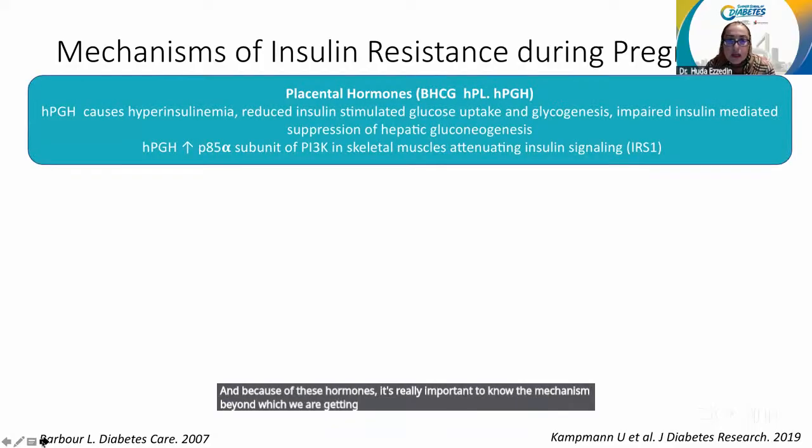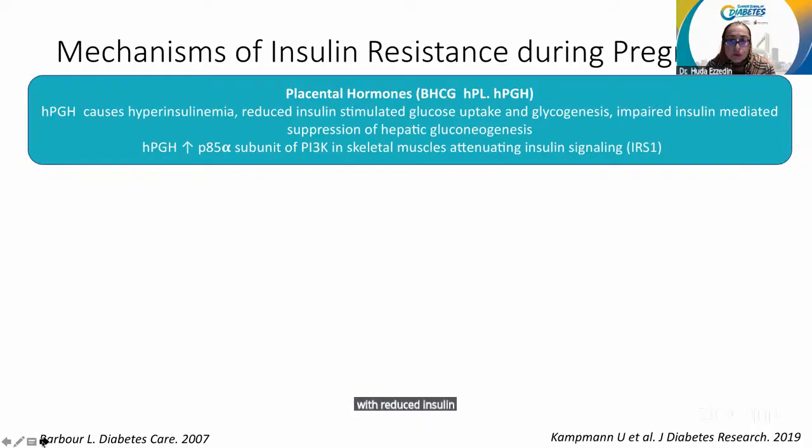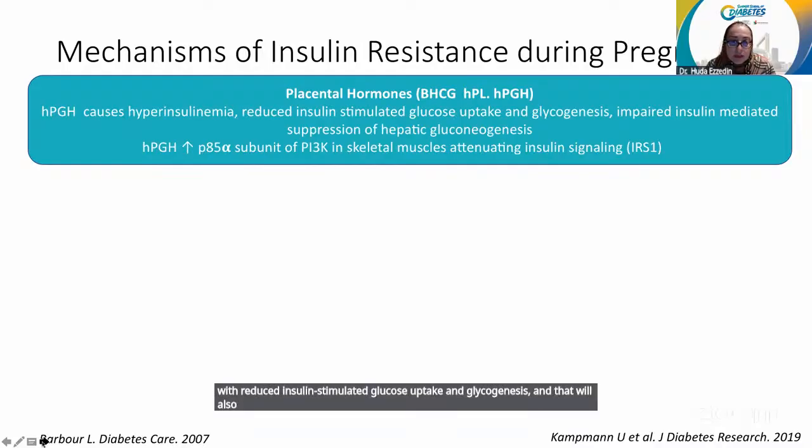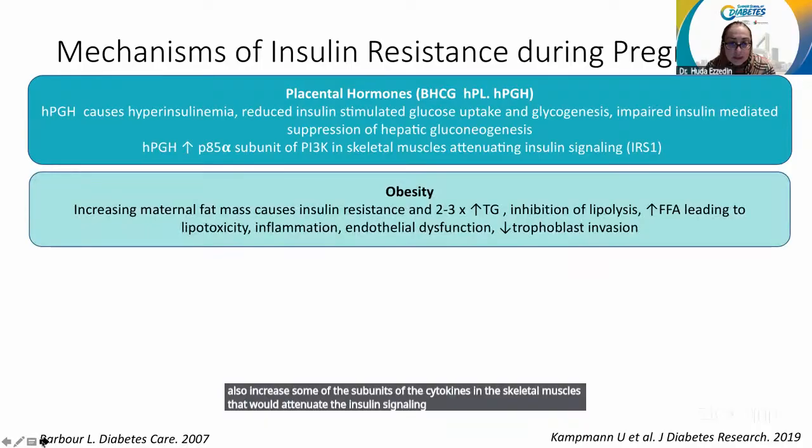So the placental hormones, the beta-HCG and the growth hormone from the placenta, cause hyperinsulinemia with reduced insulin-stimulated glucose uptake and glycogenesis. And that will also increase some of the subunits of the cytokines in the skeletal muscles that would attenuate the insulin signaling and insulin uptake.